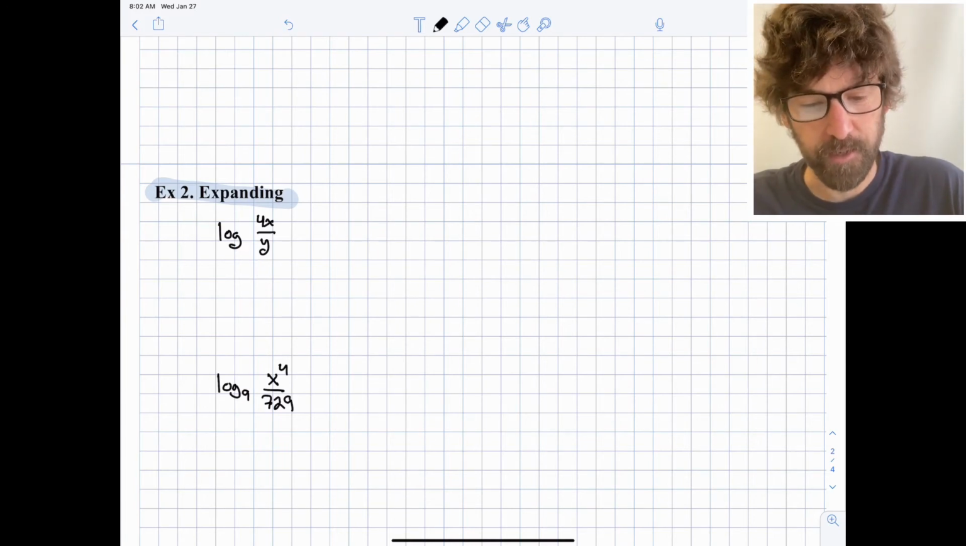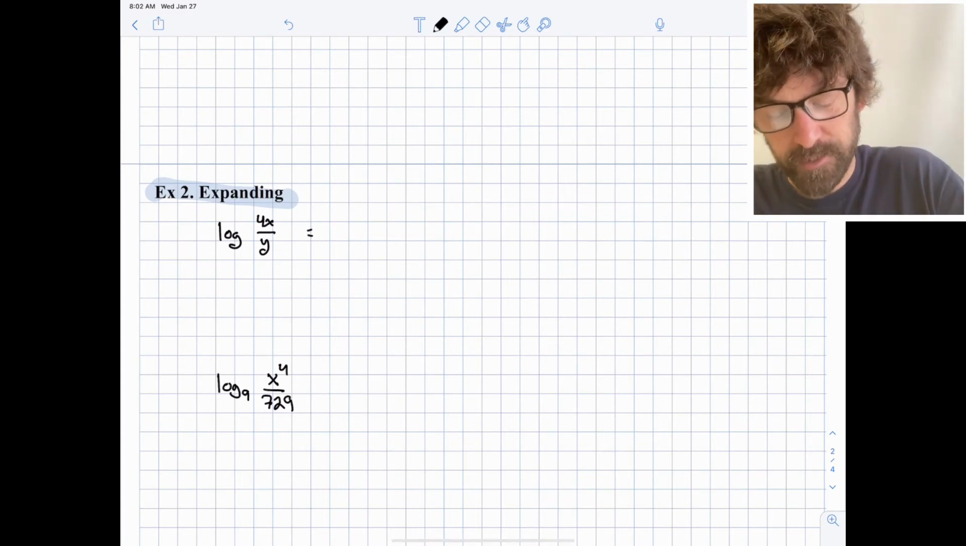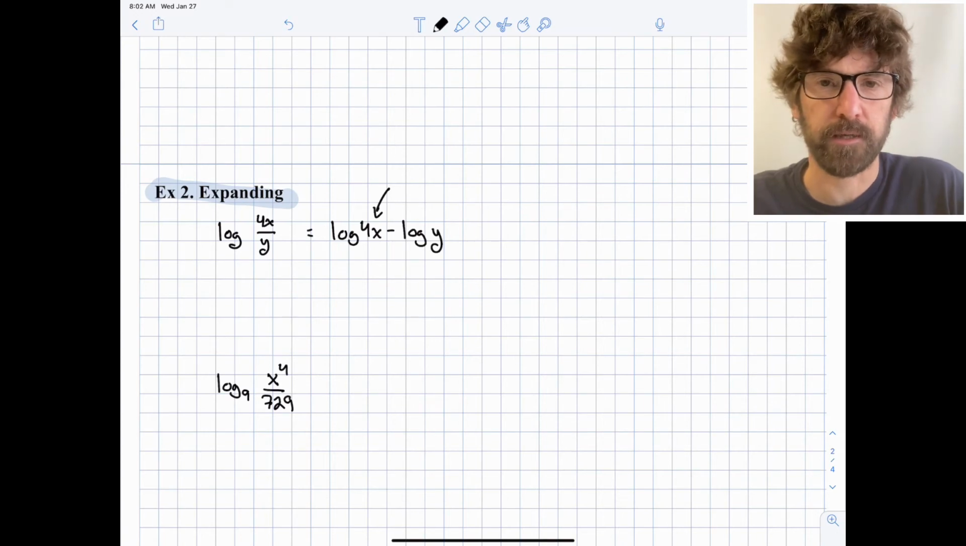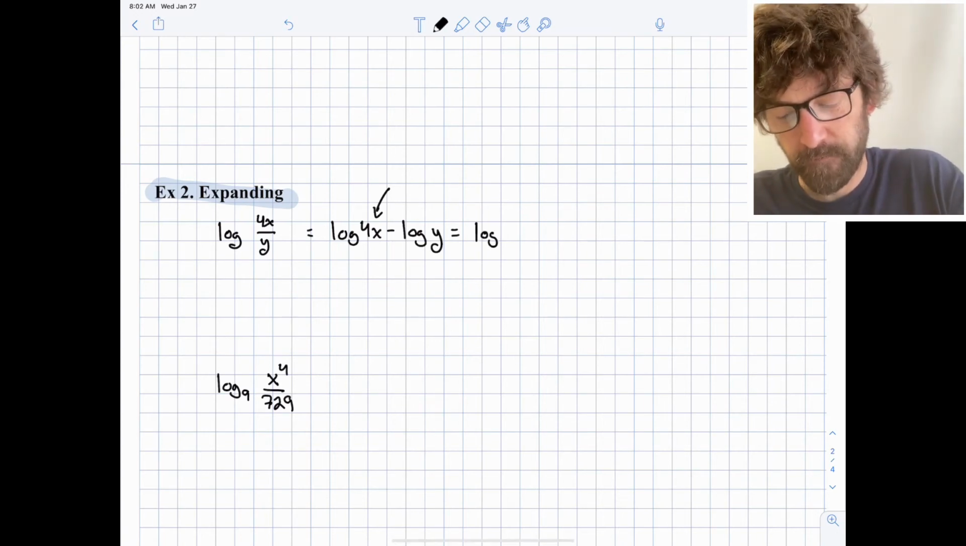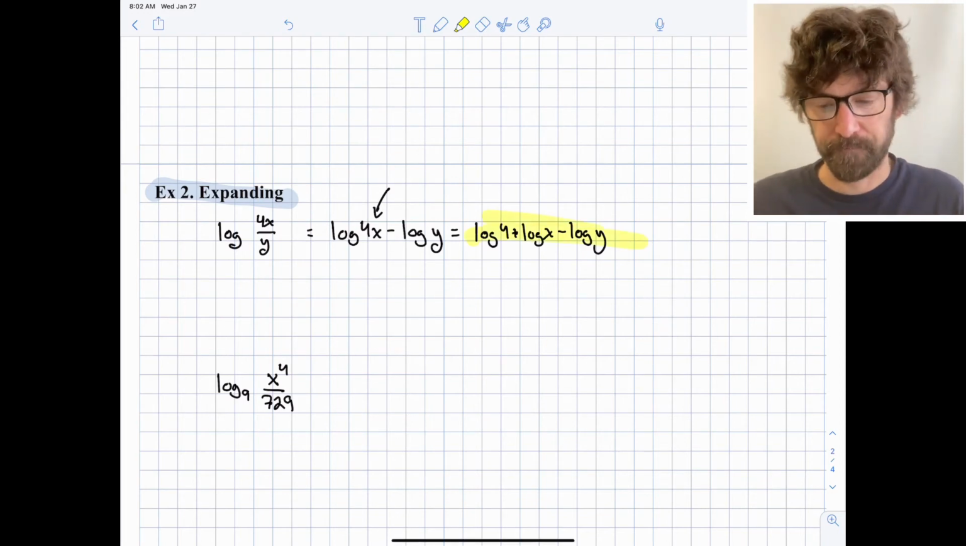So we can remember that the log of a quotient is the difference of two logs. So we can write this as the log of 4x minus the log of y. And we can go one step further. Here we have a log of a product, which is the sum of two logs. So this is log 4 plus log x minus log y would be our final answer right there.